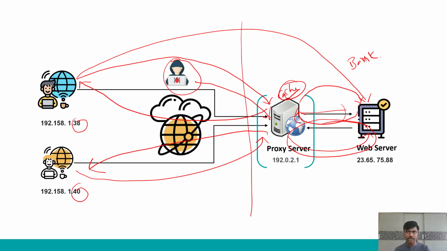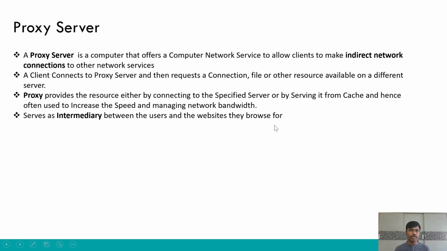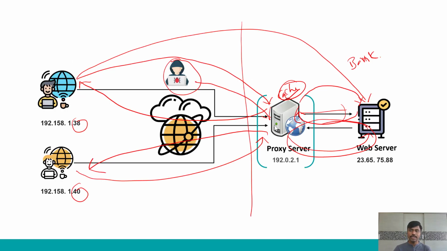I hope you understand the concept of a proxy server. Now let's see the definitions. A proxy server is a computer that offers a computer network service to allow clients to make indirect network connections to other network services. In the previous example you see here, this is an indirect connection, right? Earlier he used to make a direct connection. Now this is an indirect network connection. When the request comes from the user, there will be an indirect connection from the proxy server to the other network services.